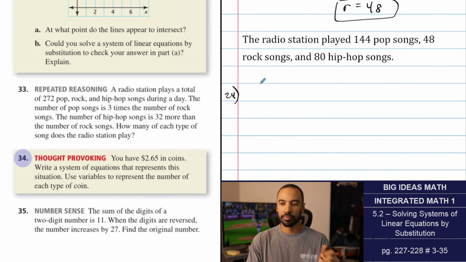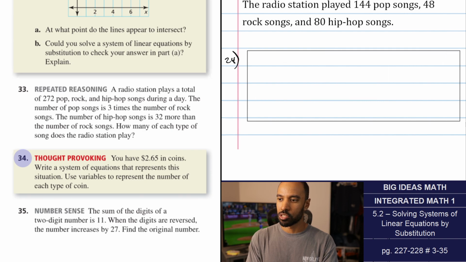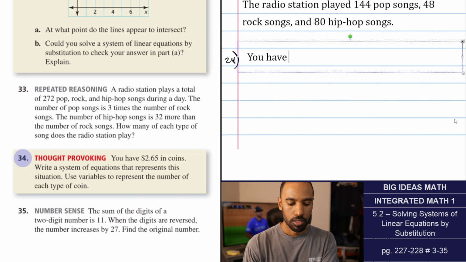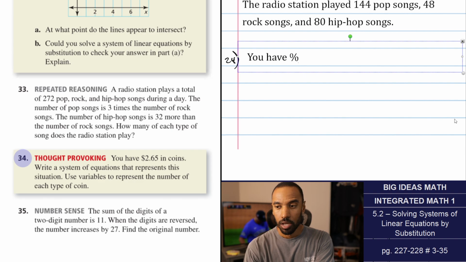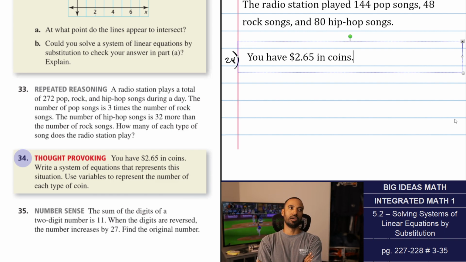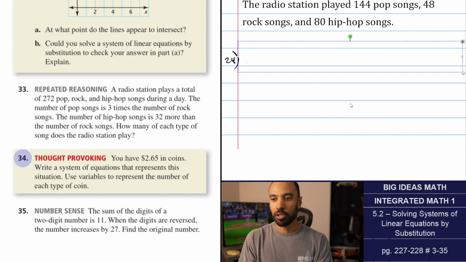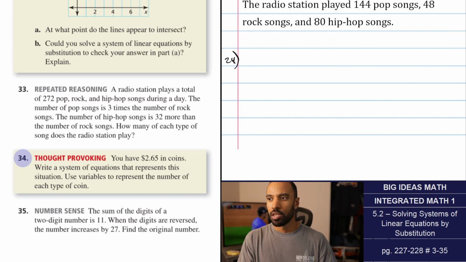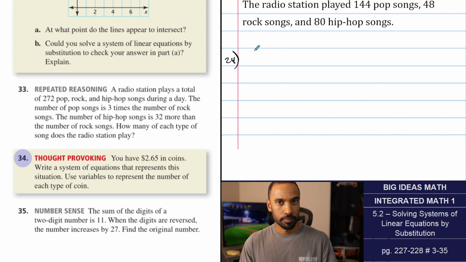Let me type more of this. So you have $2.65 in coins. I want to do one that works though. So hold on. Okay, I'm not going to type anything out from that. From nickels and dimes, you can add to 265, right? That's fine. So I can say D is number of dimes, N is number of nickels.